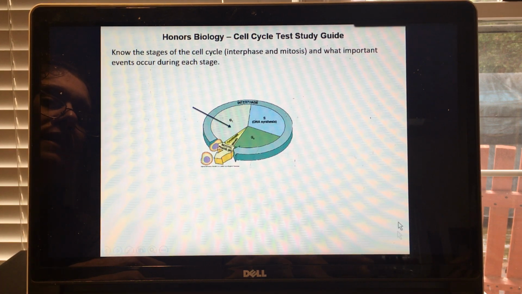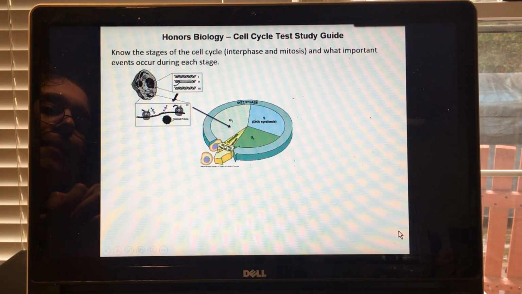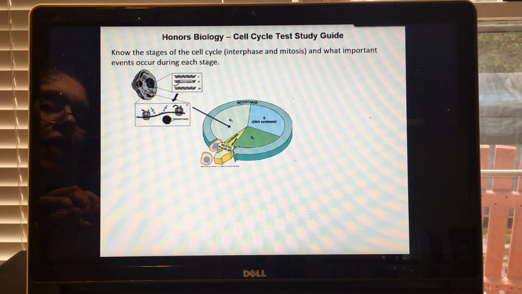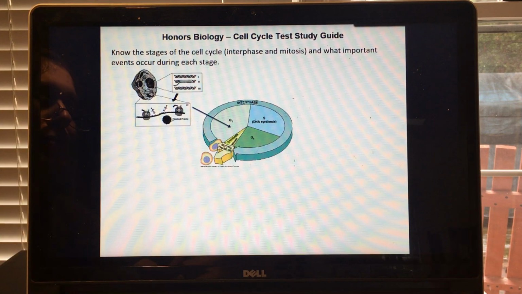During G1, protein synthesis happens, and whatever the kind of cell is, it's doing its job, making whatever proteins it normally makes. So if it's a pancreatic cell, it's busy making insulin. So it's transcribing the insulin gene and translating the insulin gene and making the insulin protein.